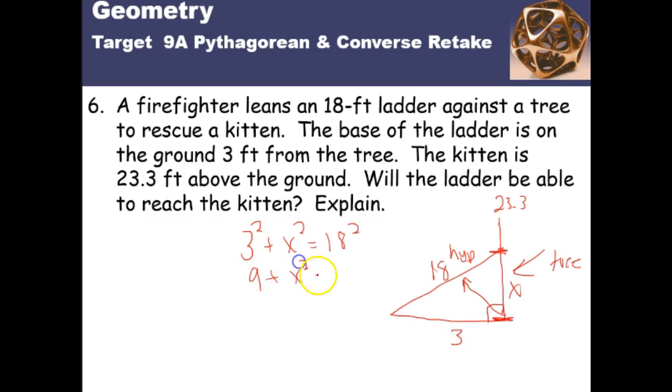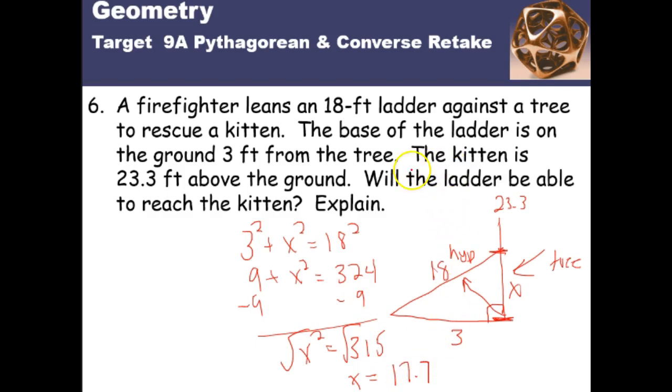So 9 plus x squared equals 18 squared. I believe that's 324. I'm just going to double check that. And I'm right. So then I'm going to do 324, I'm going to subtract 9 from both sides. I get 315. And then I have to take the square root of both sides. And I get the square root of 315. Oops, that's 12. I get 17.7.